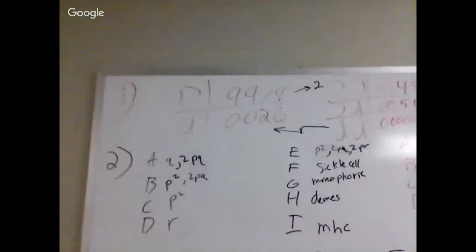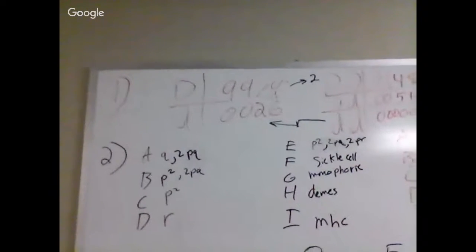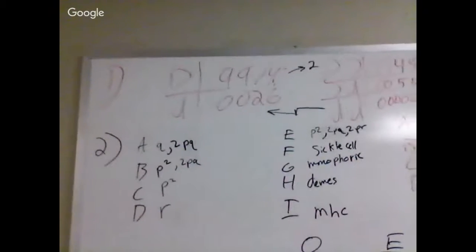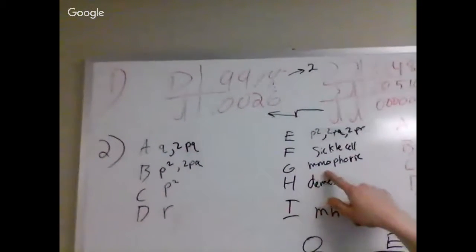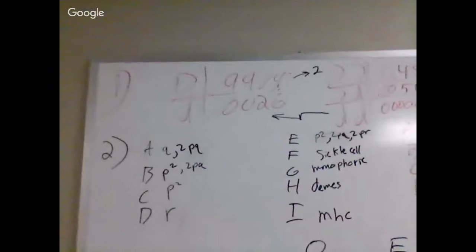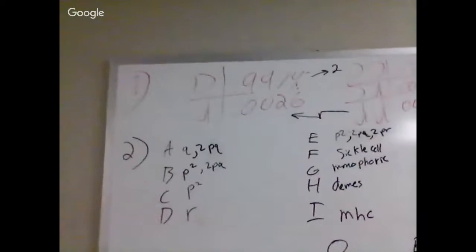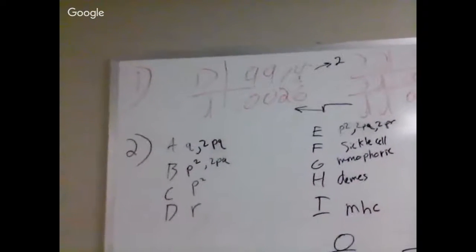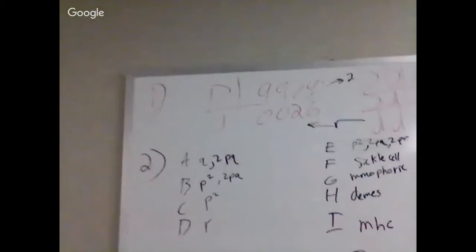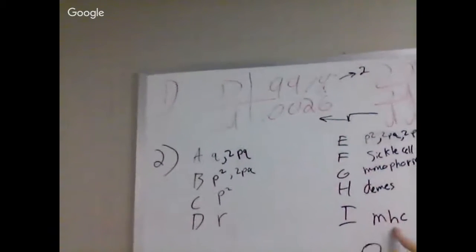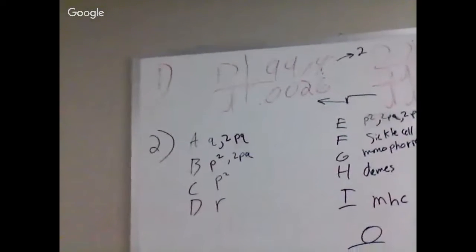For F, human disease, sickle cell anemia. For G, the term that best describes a trait is monomorphic. For H, the name for a local population is gene pool, I think it's called. And then the MHC genes in humans are highly polymorphic.